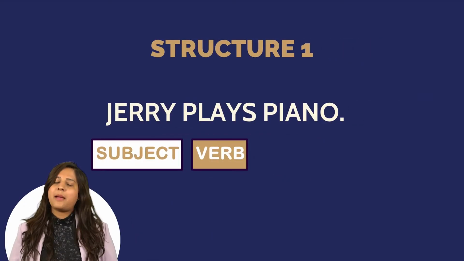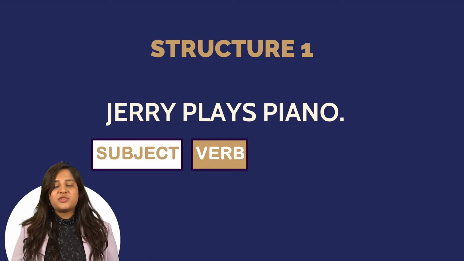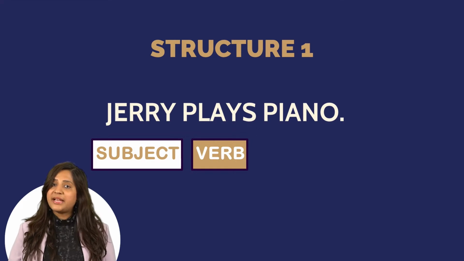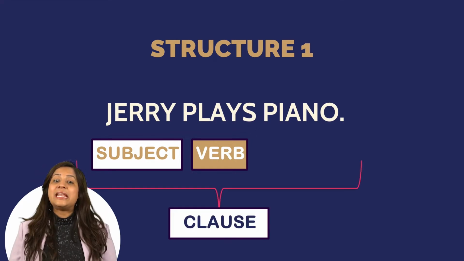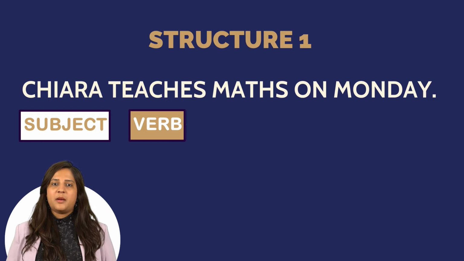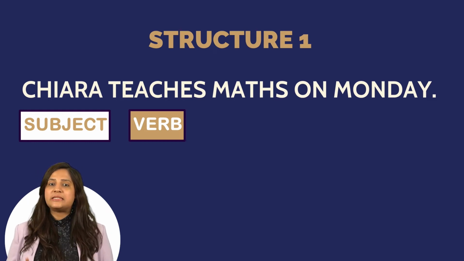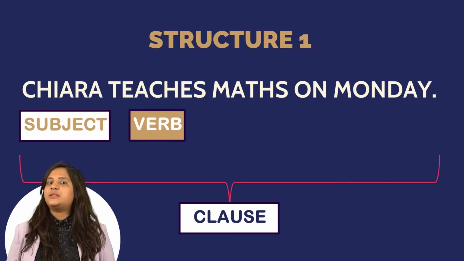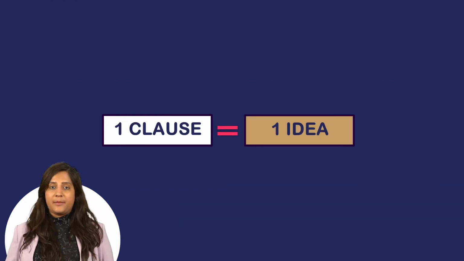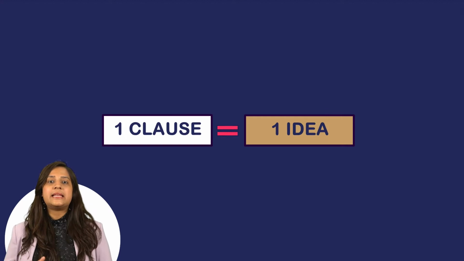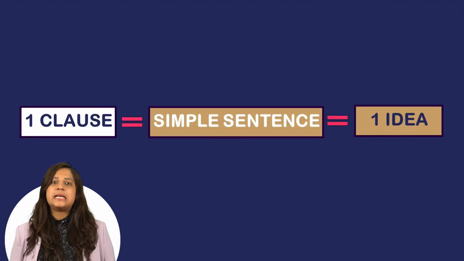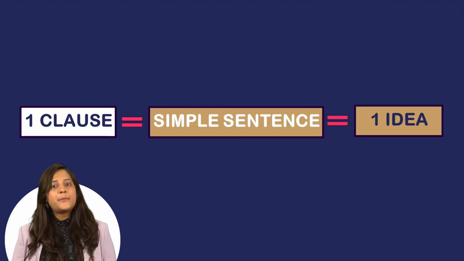Let's take a look at this sample sentence. It contains a subject and a verb. Jerry is a subject and plays the verb. Therefore, we can label it as a clause. Here is another example. Kiara teaches math on Monday. Kiara is a subject and teaches the verb. Therefore, it can be called a clause too. Each clause carries one idea. And we know that simple sentence contain only one idea too. Hence, a single clause equals a simple sentence.